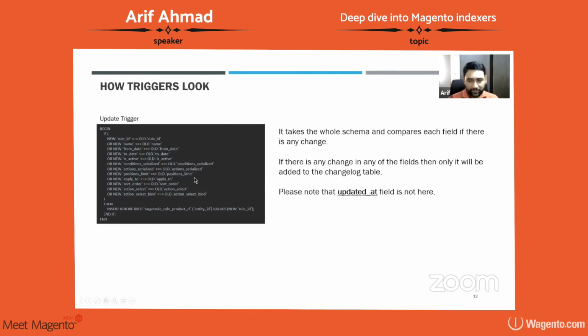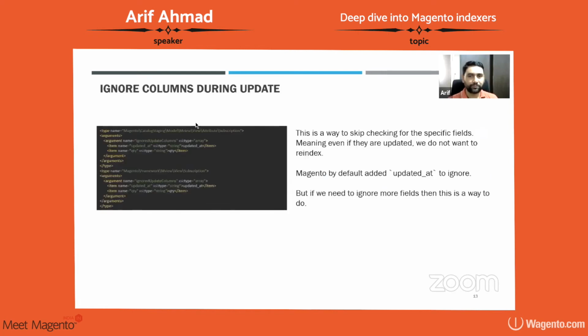Now I will explain why and how we can do more on this. So you see this type and argument, and we have this ignored update columns. This is actually a way to ignore certain columns and say, okay, even if this column is updated, I don't want to mark it as a change. So the updated at column is added by default by Magento. But let's say we want to introduce some more columns into that.